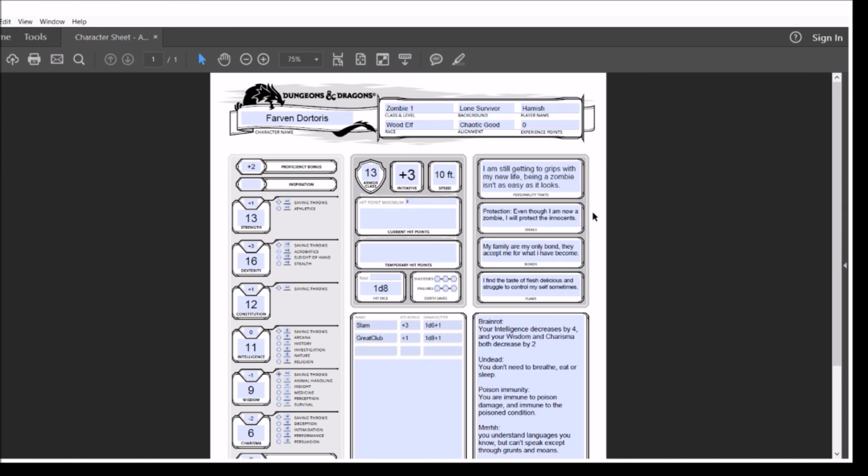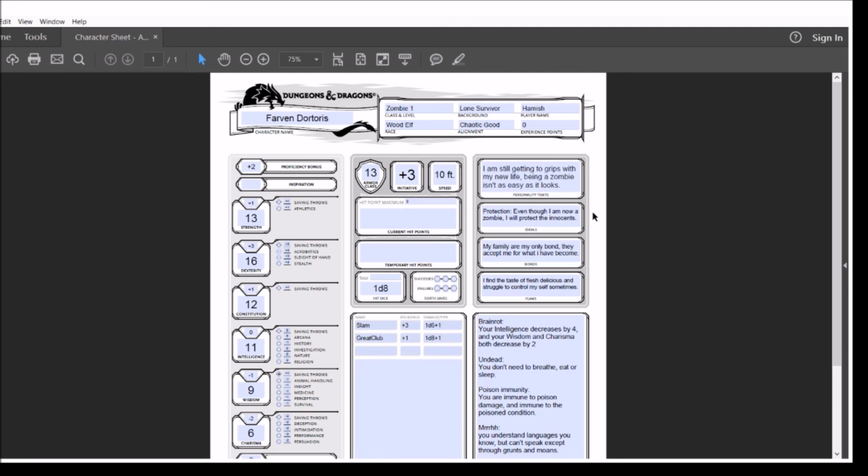For his bond, I put my family is my only bond. They accept me for what I have become. I wanted the backstory to be really about, even though he has become a zombie, his family still accept him, so he feels very close to his family, as they're the only ones who really accept him for what he has now become, which means it's a very close relationship.